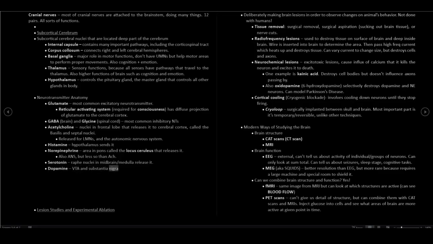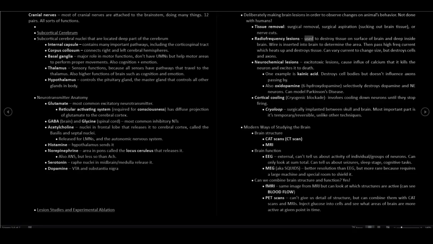Lesion studies and experimental ablation. Deliberately making brain lesions in order to observe changes in animals' behavior. Not done with humans. Tissue removal, surgical aspiration, sucking out brain tissue, or nerve cuts.